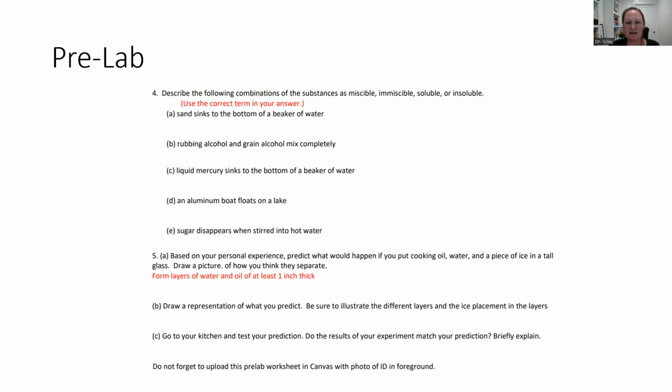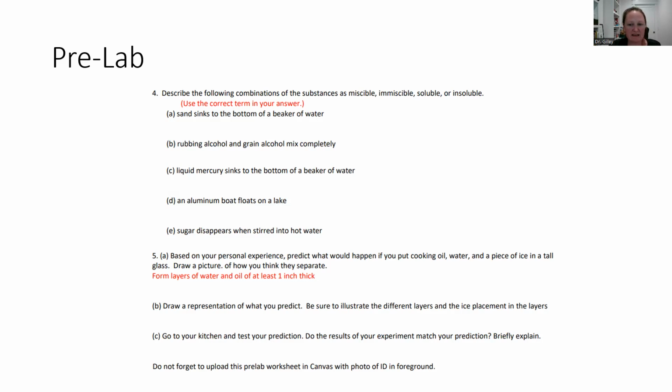So think about all of these scenarios. Ask yourself, what's being mixed? Is it two liquids or a solid and a liquid? That will tell you if you should be using the terms miscibility or solubility. And then if it mixes, miscible or soluble. If they don't, then immiscible or insoluble.